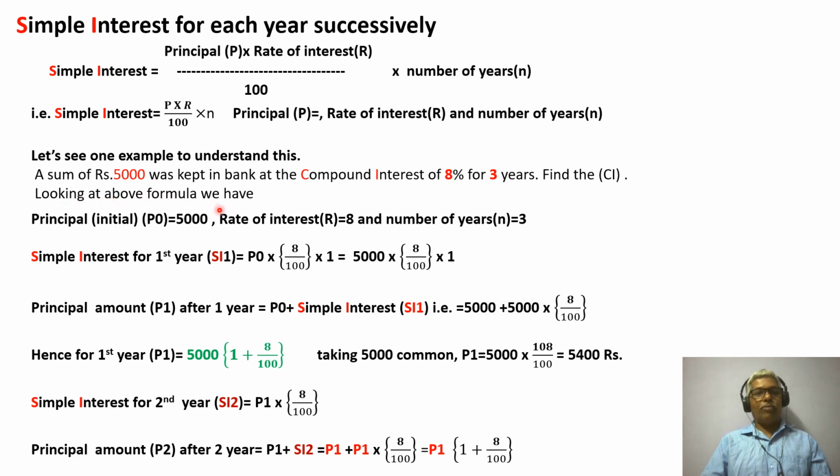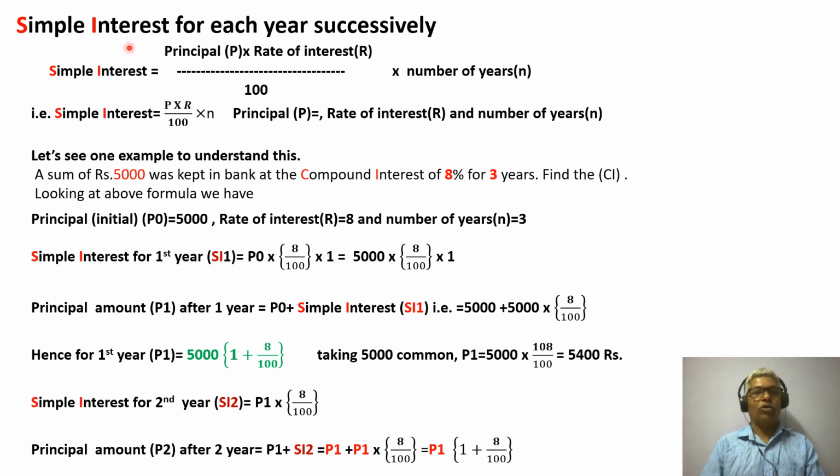Looking at the above formula, we have principal P0. I am calling this P0 because it is the initial principal; you will come to know soon why it should be P0 and not only P. So P0 equals 5,000, rate of interest R is 8, remember this is compound interest, and number of years N equals 3 years. Initially, let us find out the simple interest.